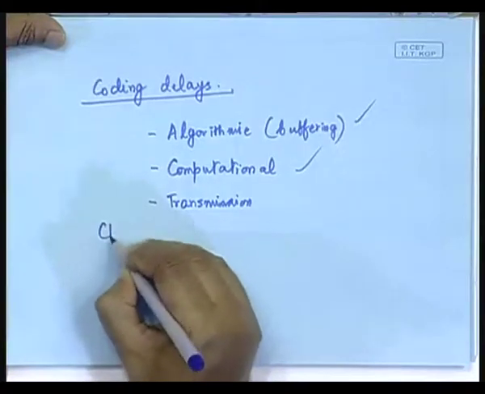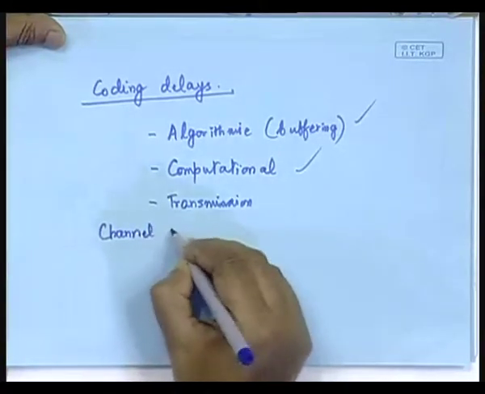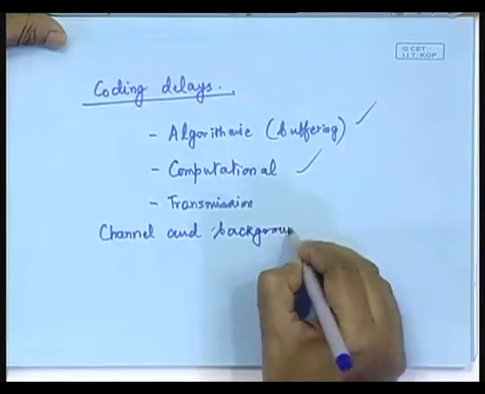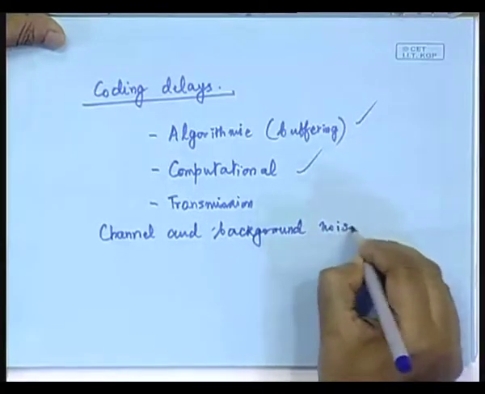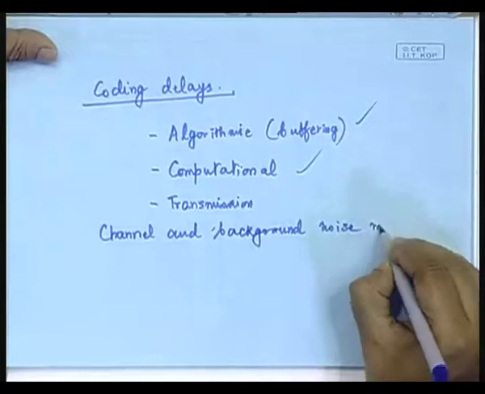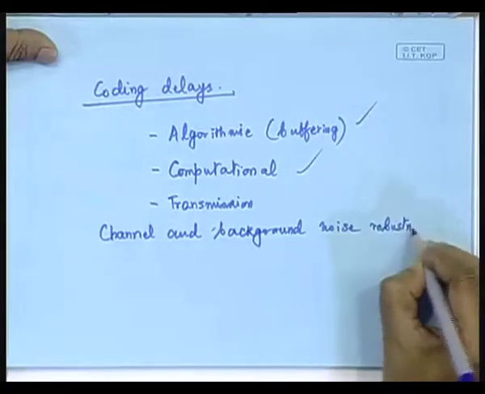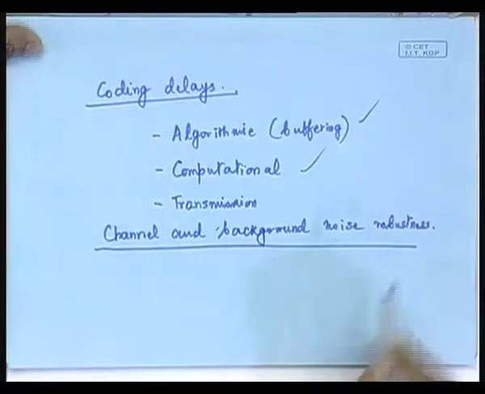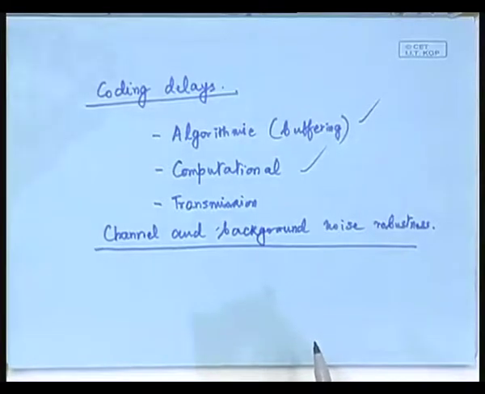And then while designing the speech coders, one should also take into consideration the channel and the background noise. And whatever encoders that we design should be adequately robust against these. So, channel and background noise robustness becomes a very important consideration.